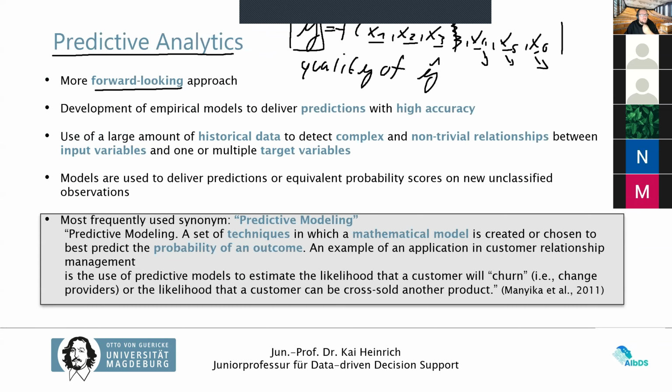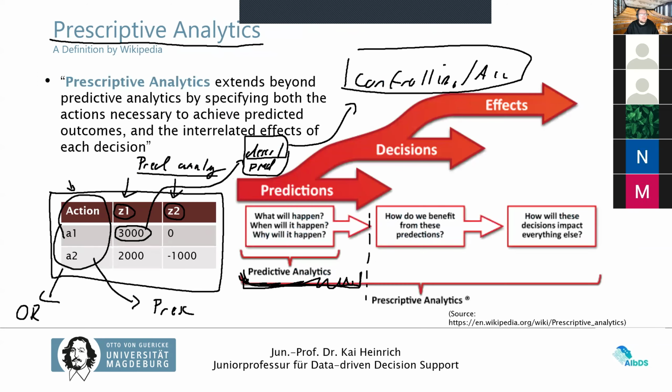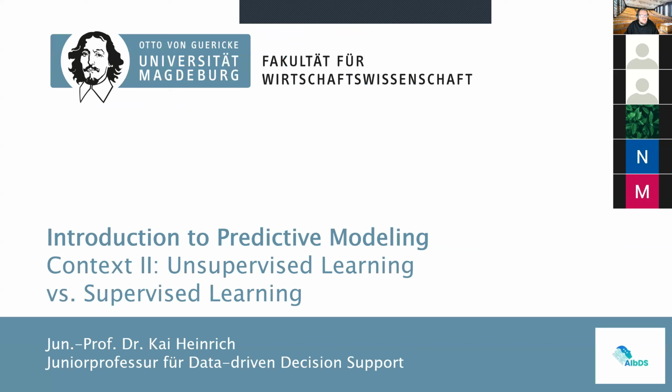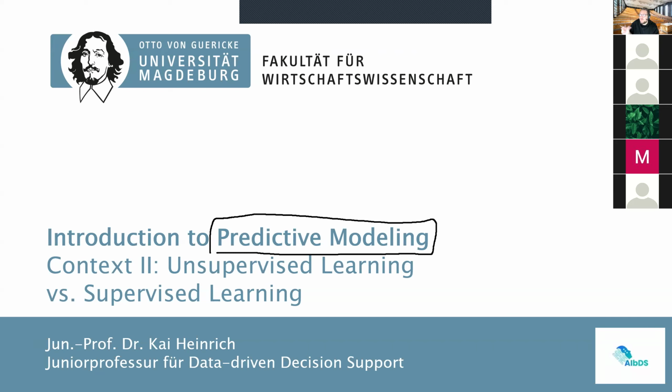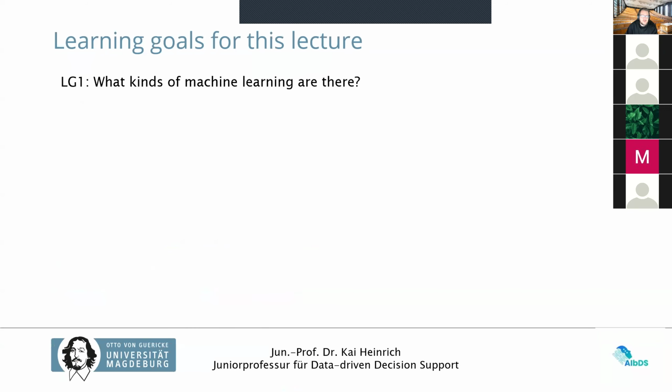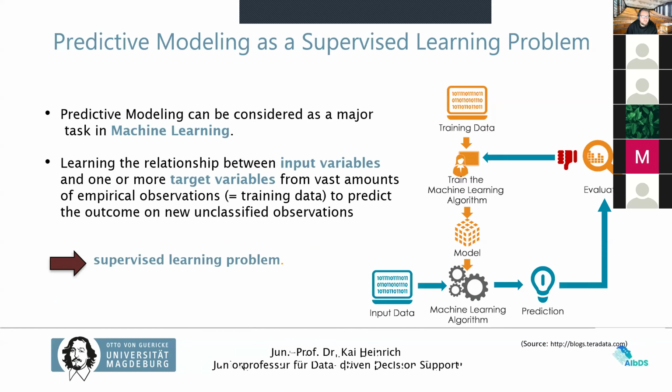So now we are in predictive analytics, right? We had types of analytics, and now we said we focus on predictive analytics. And now we look at what kind of problems there are and how we can teach the actual child, right? So what kinds of machine learning are there? And it's pretty easy.